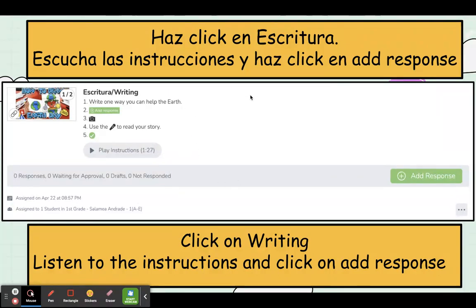And so what you're going to do for writing today is you're actually going to write one way that you're going to help keep the earth or get the earth healthy, okay?